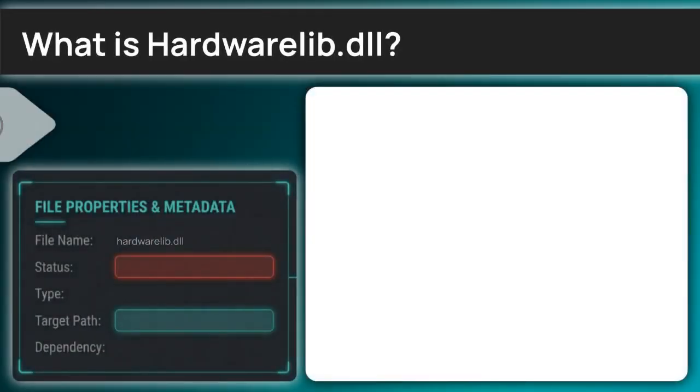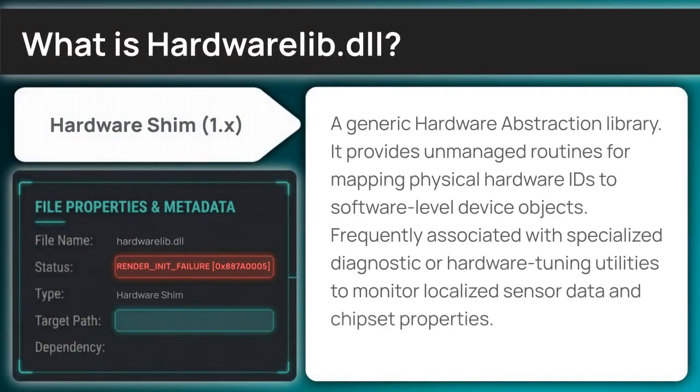This is the Hardwarelib library, a generic hardware abstraction library. It provides unmanaged routines for mapping physical hardware IDs to software-level device objects, frequently associated with specialized diagnostic or hardware tuning utilities to monitor localized sensor data and chipset properties. Now that the background is clear, let's walk through the actual installation steps.